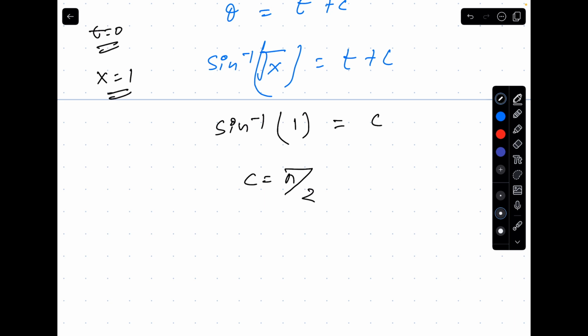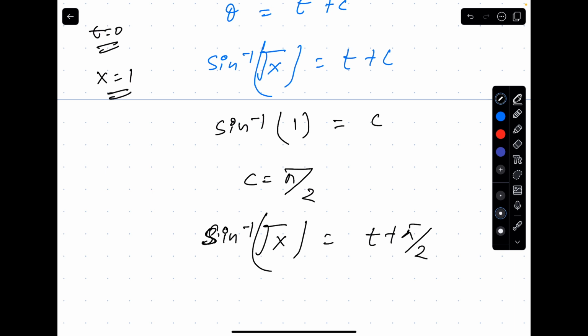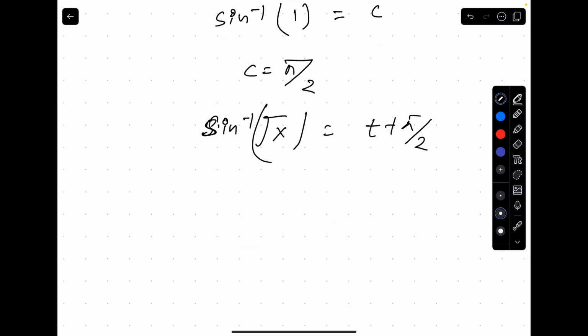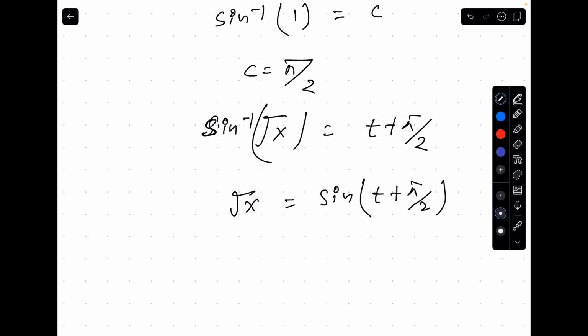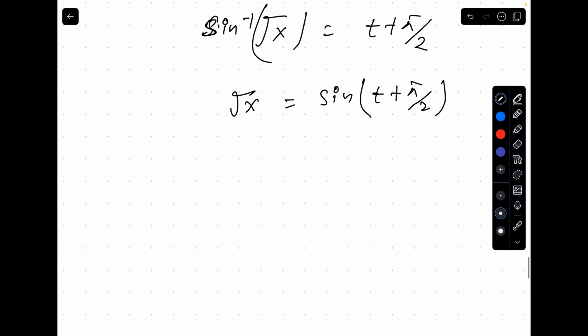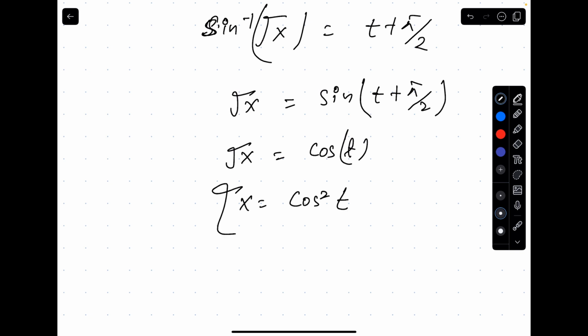So then we are getting sine inverse of root x equals t plus pi by 2. So basically we are getting root x as sine of (t plus pi by 2), and we know sine of (pi by 2 plus theta) is cos theta. So that becomes cos t. So x becomes cos square t, right? So this is the position.